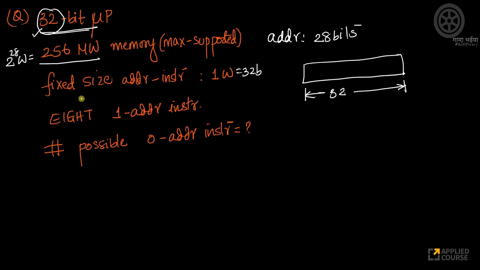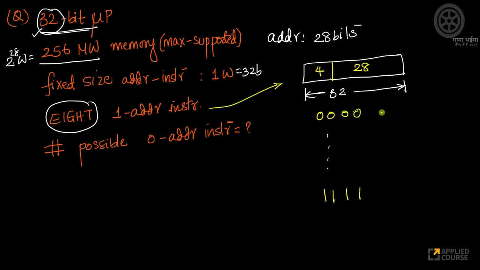Okay. So it says this microprocessor has 8 one address instructions. What is the structure of a one address instruction? A one address instruction will have the opcode and the address. The address itself is 28 bits. If this is 28 bits, I am left with 4 bits for my opcode as far as one address instructions are concerned. In these 4 bits, I can have values from 0000 up to 1111. I can have a total of 16 unique values here.